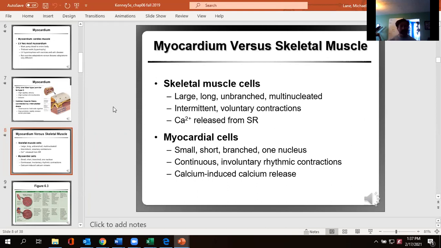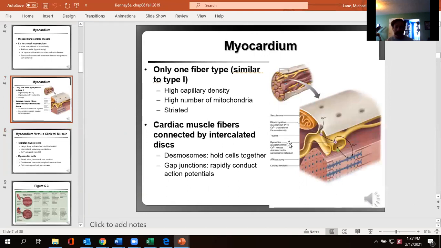So with myocardium, we don't have multinucleation. We are going to have involuntary contractions, which hopefully are going to be rhythmic, and we are going to have a calcium-induced calcium release. So calcium's actually involved in it. Sorry to go back here, guys, where we can actually see how we have these calcium demands going. And this is the DHP and ryanodine receptors, where they're going to be unlinked, which is different than what we're going to find from our normal skeletal muscle.